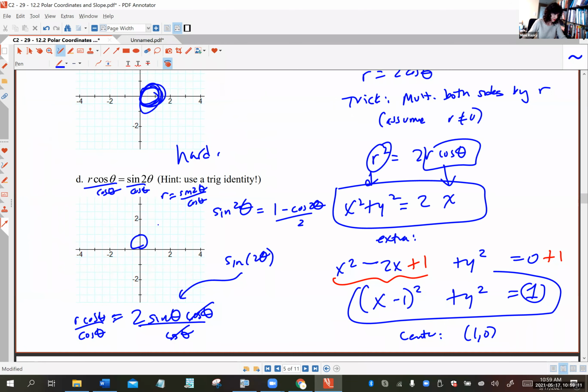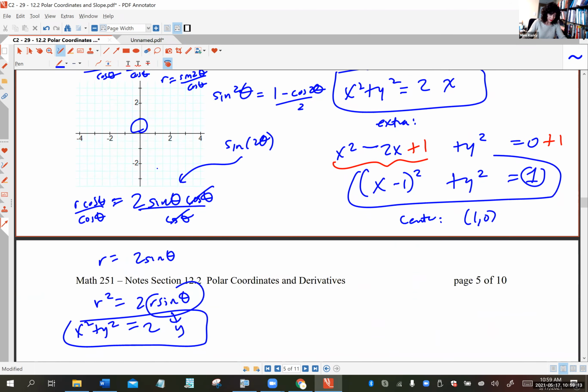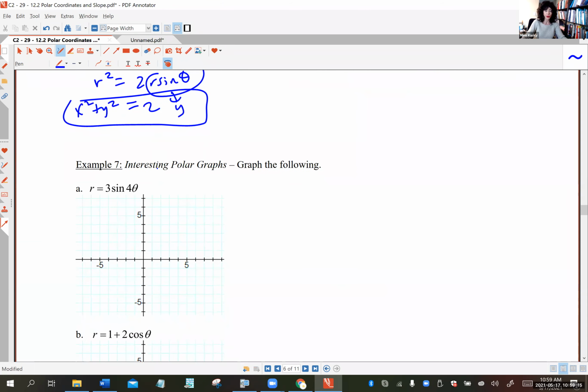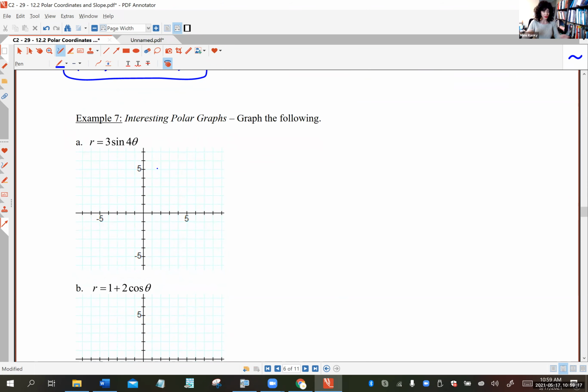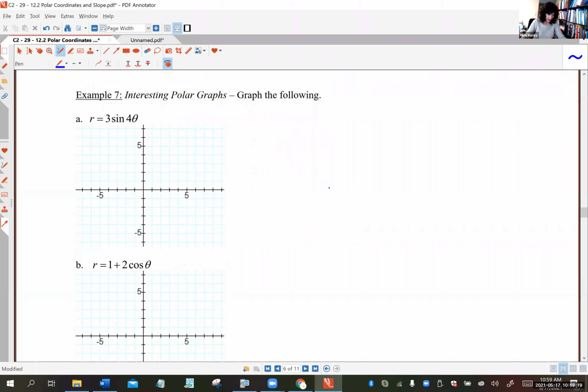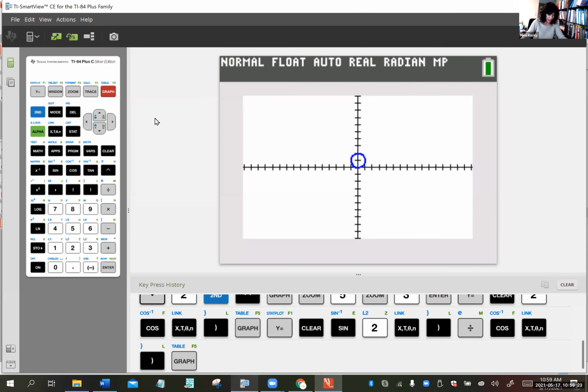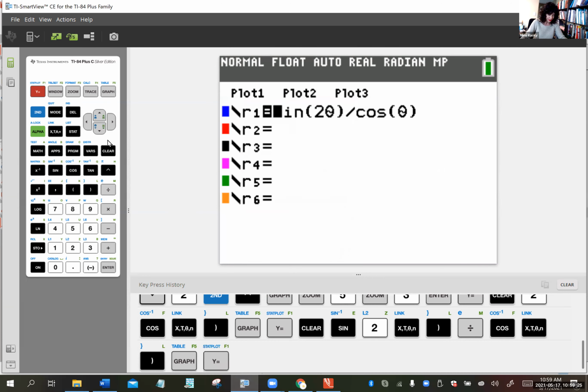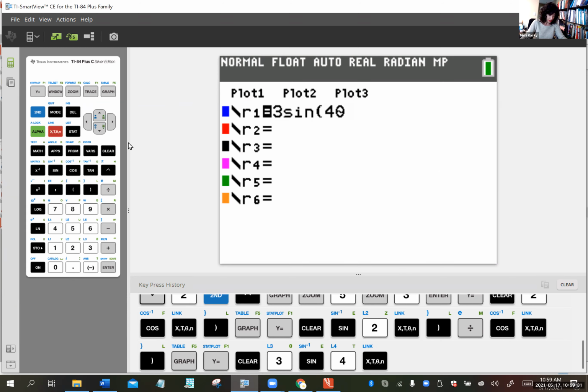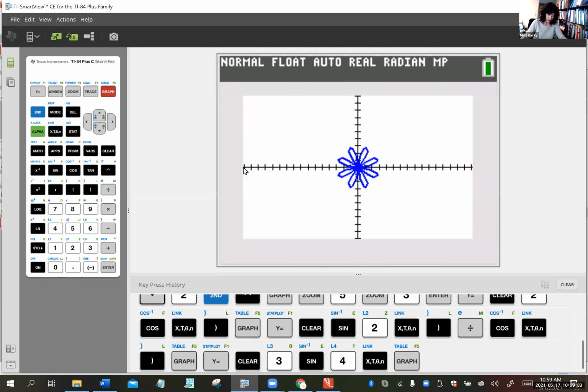Okay. Now, the fun part about polar graphs is they're not just circles. You can have all sorts of fun stuff. So check out letter A and use your graphing calculator to do it, because it's fun. Clear key, 3 sine 4 theta. Hit it. Wow, that is so cool. That's called a rose curve. So look at all the petals there. Isn't that pretty?